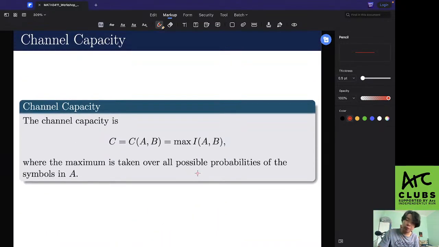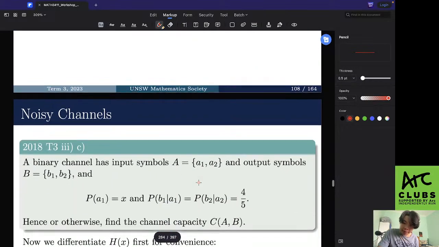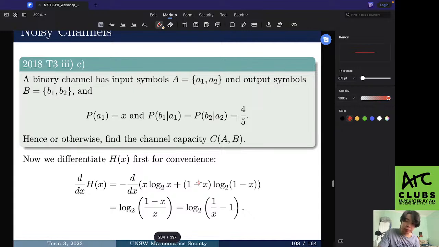Now, let's learn about channel capacity. And channel capacity is just the maximum information that you could get given all possible probabilities of A. So, your goal is just to find what the probabilities in A are which would give you the maximum information, and then using those probabilities to actually calculate that information. So, how might we find the channel capacity of our given example?